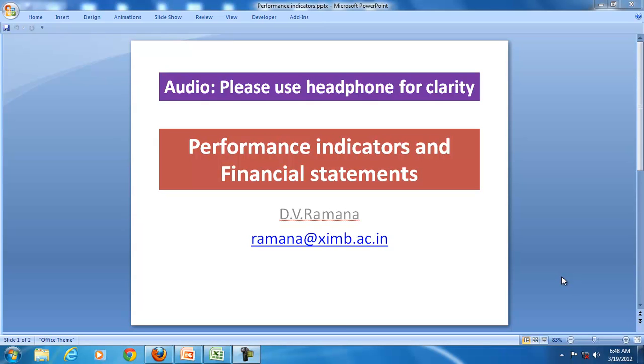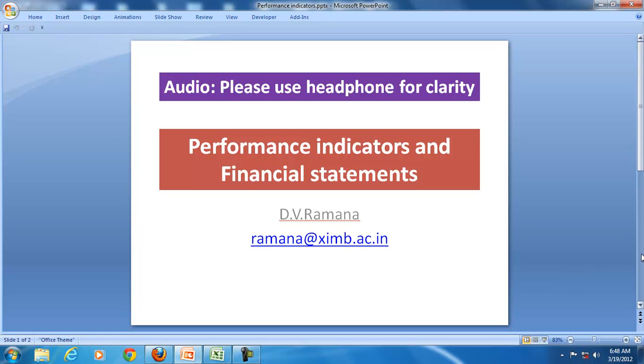Hello and welcome to a discussion on financial statements. In this session, we will recap the financial statements preparation and also try to derive some important performance indicators.